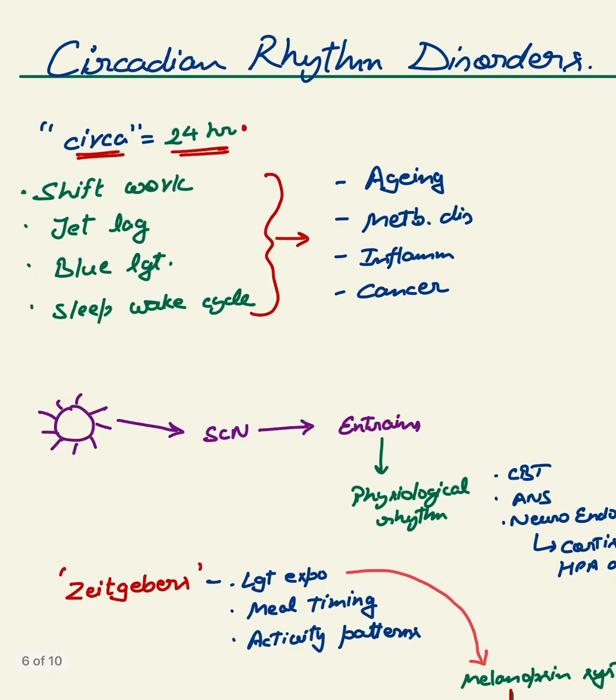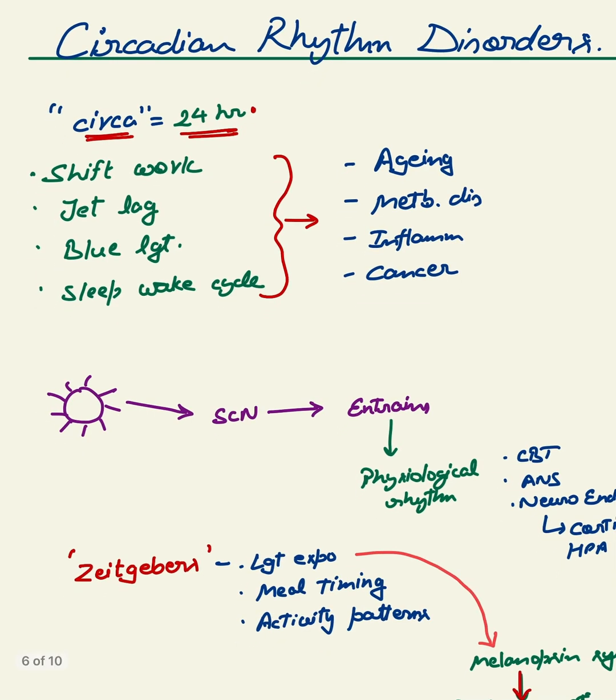And this cycle has been disrupted in many kinds of work. For example, people who do shift work, people who travel across time zones and have jet lag, people who are exposed to blue light. In the present scenario, everyone is watching mobile phones which emit blue light, especially at night time. Blue light exposure at night time is the most common culprit.